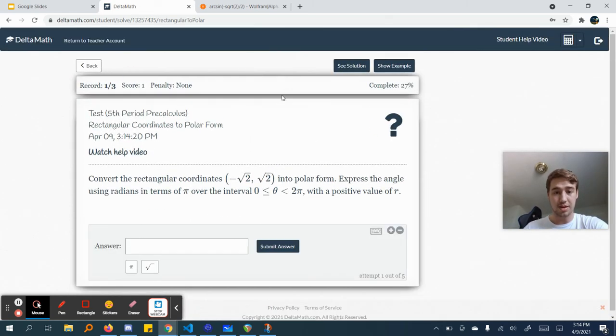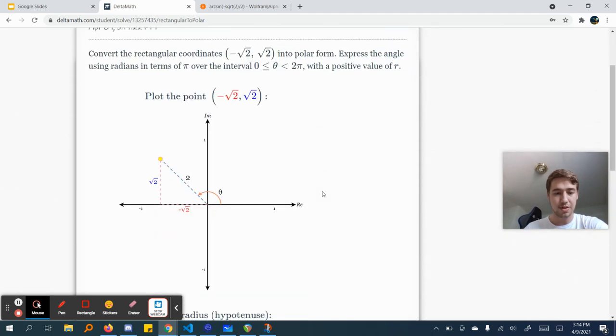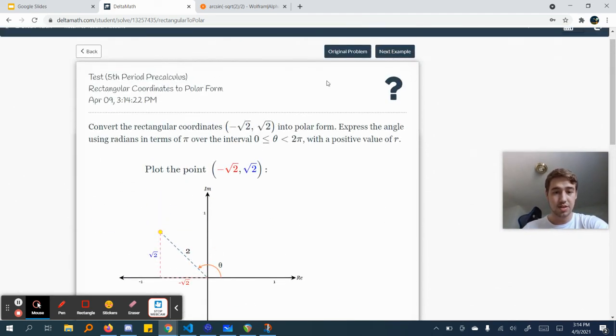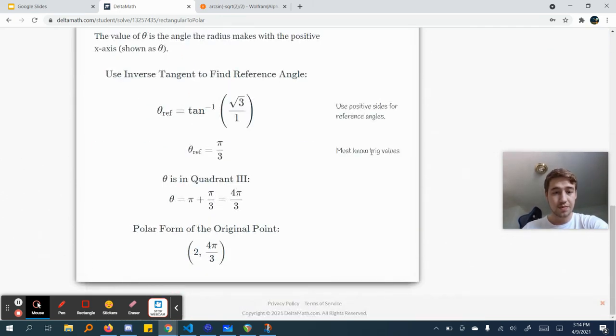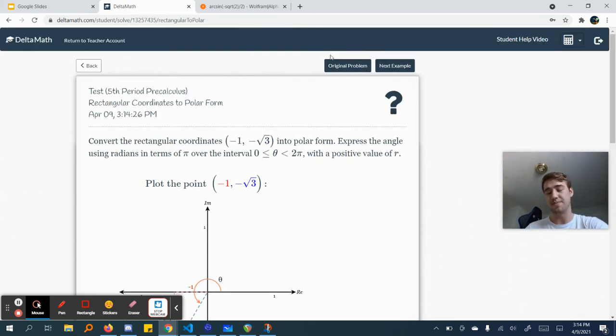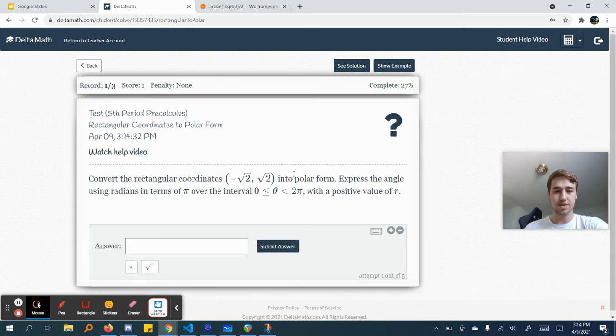Let's go to the next problem just to check. I'm going to show an example. This one, next example, perfect. Yeah, they do a y over x here. So yeah.